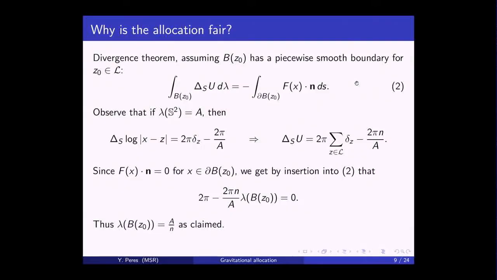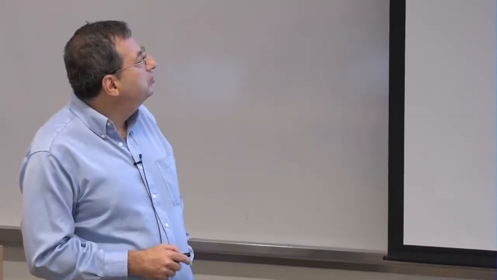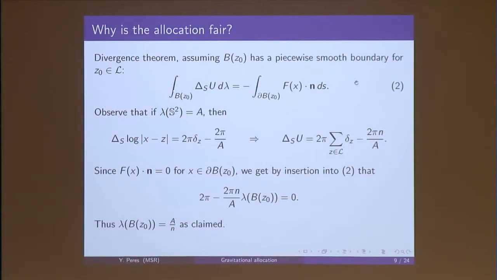So this is the most technical slide of the talk. This is the one-page proof of why indeed you get equal area, and you have to remember the divergence theorem. The divergence theorem, or Stokes' theorem on the sphere, will tell us that on a domain, and we're going to use the basin of one star Z0, if we integrate the force, remember, the force is minus the spherical gradient of the potential.